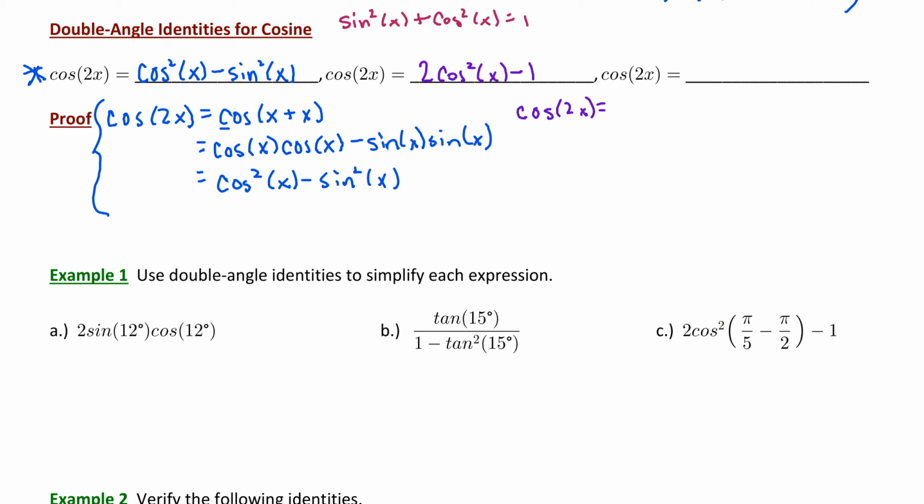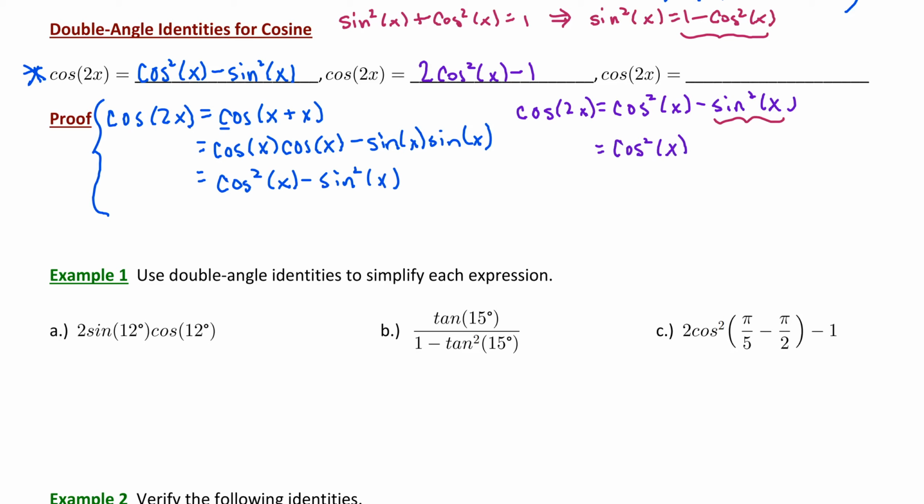That is, cosine of 2x is equal to cosine squared of x minus sine squared of x. Then, rearranging our Pythagorean identity, we can see that sine squared of x is also equal to 1 minus cosine squared of x. So I can replace this sine squared of x with this equivalent expression. This gives us cosine squared of x minus, now I'm replacing sine squared with more than one term, so I'm going to go ahead and put this in brackets, 1 minus cosine squared of x.